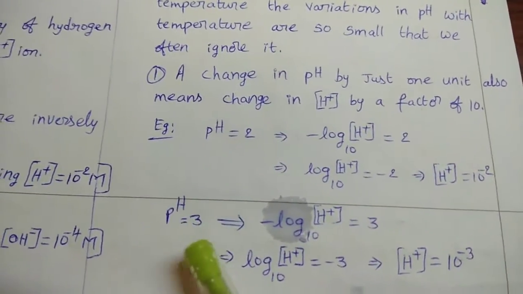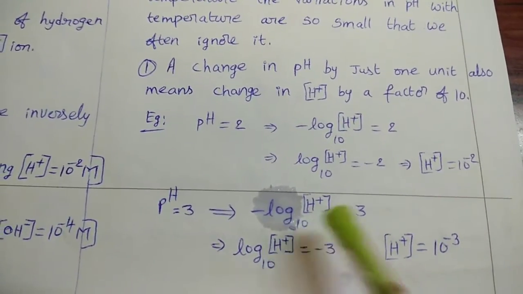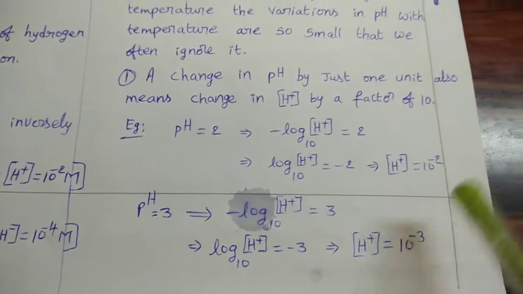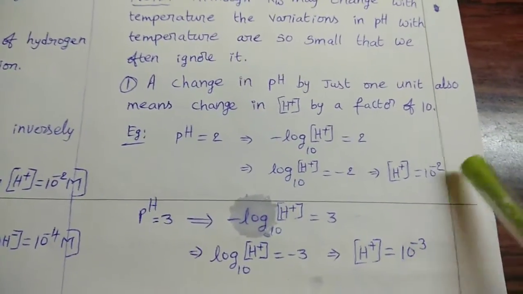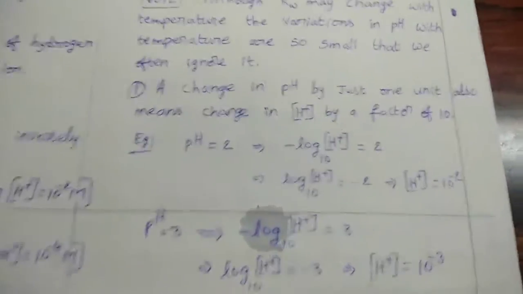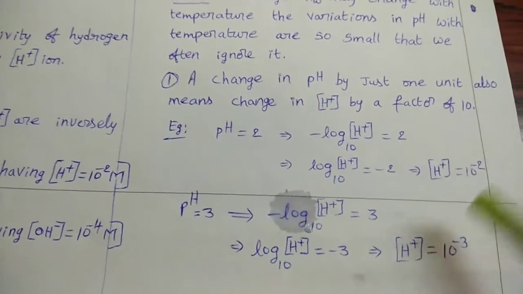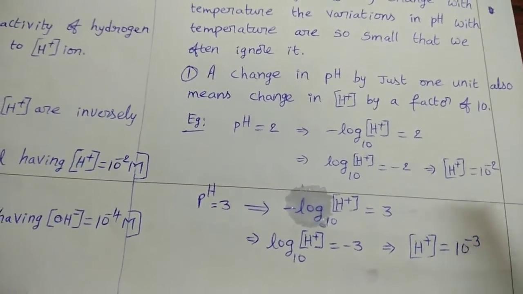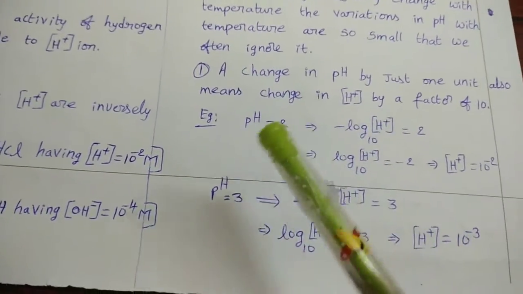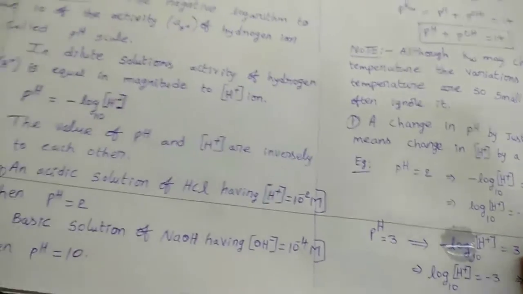Now pH equal to 3. For this pH, apply the formula, then you can get H plus ion concentration equal to 10 power minus 3. 10 power minus 2, 10 power minus 3. What is the difference? By a factor of 10 or not? So here pH value is 2, here 3. But related H plus ion concentration difference is by a factor of 10. So this is the relation between change in pH and related H plus ion concentration. Next. See the next one.